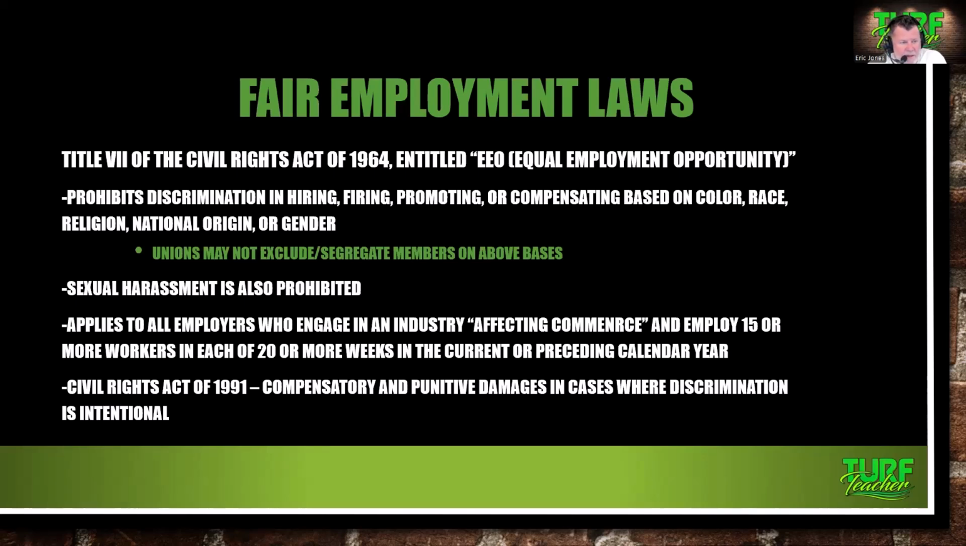Fair employment laws: Title VII of the Civil Rights Act of 1964, entitled EEO, or Equal Employment Opportunity, prohibits discrimination in hiring, firing, promoting, or compensating based on color, race, religion, national origin, or gender. Now, does it still happen? More than likely so. I would say in some of the smaller organizations, it probably does. But within the unions, they may not exclude or segregate members on the above basis as well.